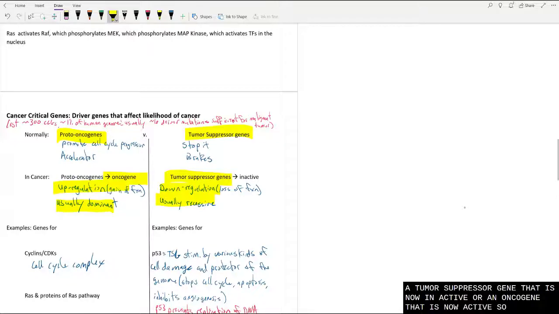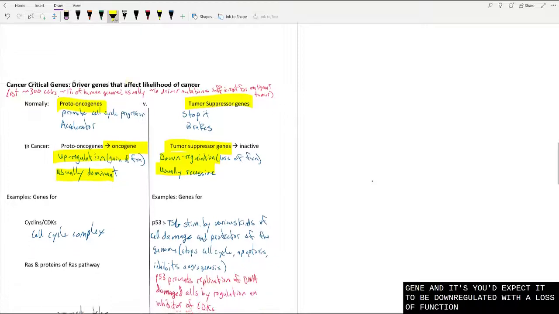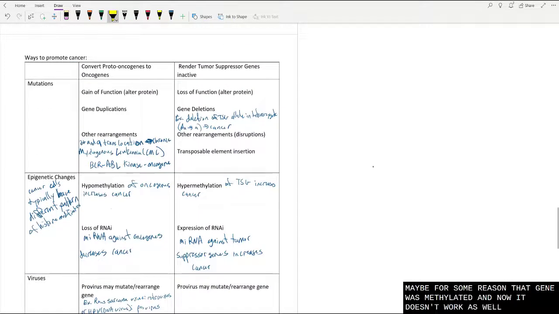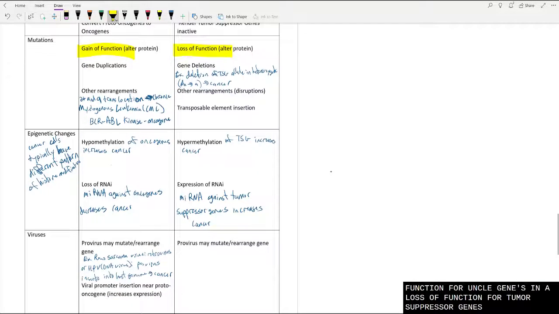So if you have a tumor that's growing and you find a tumor suppressor gene in it, you'd expect it to be downregulated with a loss of function. And that could be from higher levels of methylation. Maybe for some reason that gene was methylated and now it doesn't work as well. So different mutations here. Again, it's all about the gain of function for oncogenes and a loss of function for tumor suppressor genes.